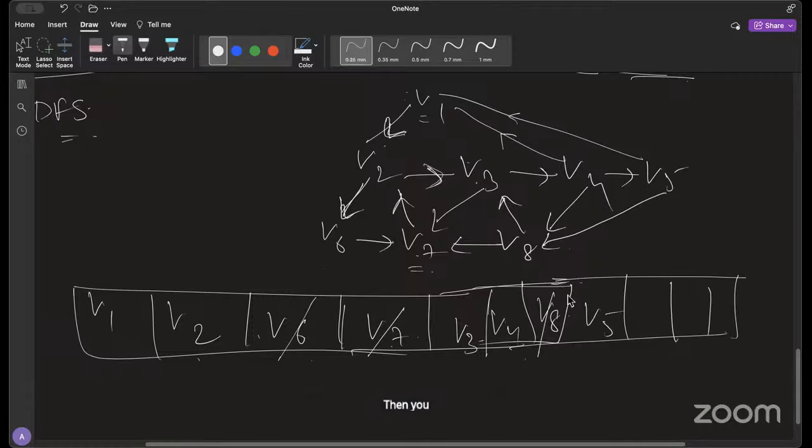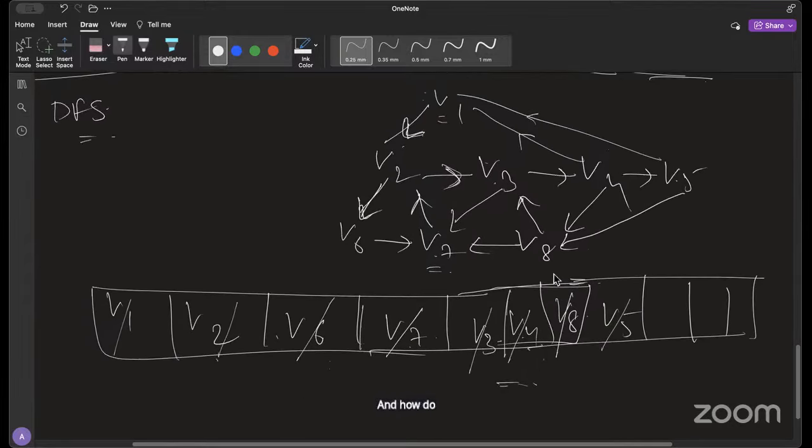Then from V5, you have a possibility V1, but V1 is already done. So we're done exploring V5. V5 is done. You come back to V4. V4 is done. V3 is also done. V2 is also done and V1 is also done. That's your DFS approach. And how do you make a DFS tree then?